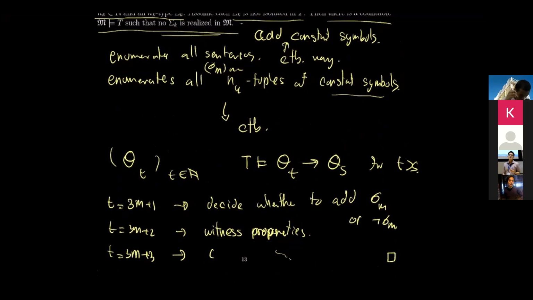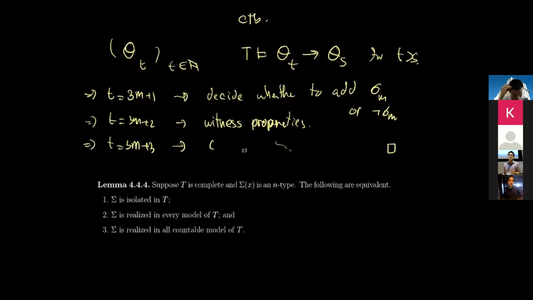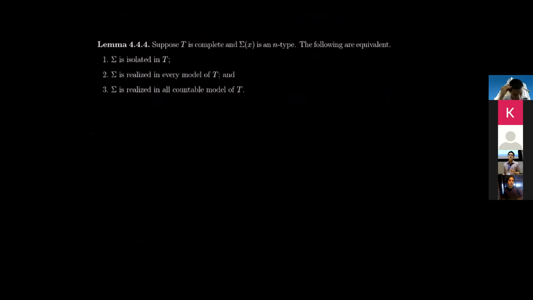So the idea is we just say that we can add sigma m or not sigma m. The next step is once we add it, we can make sure that it has the witness property. And the third part is to make sure that it doesn't realize something. And by completing this, we obtain the omitting type theorem.